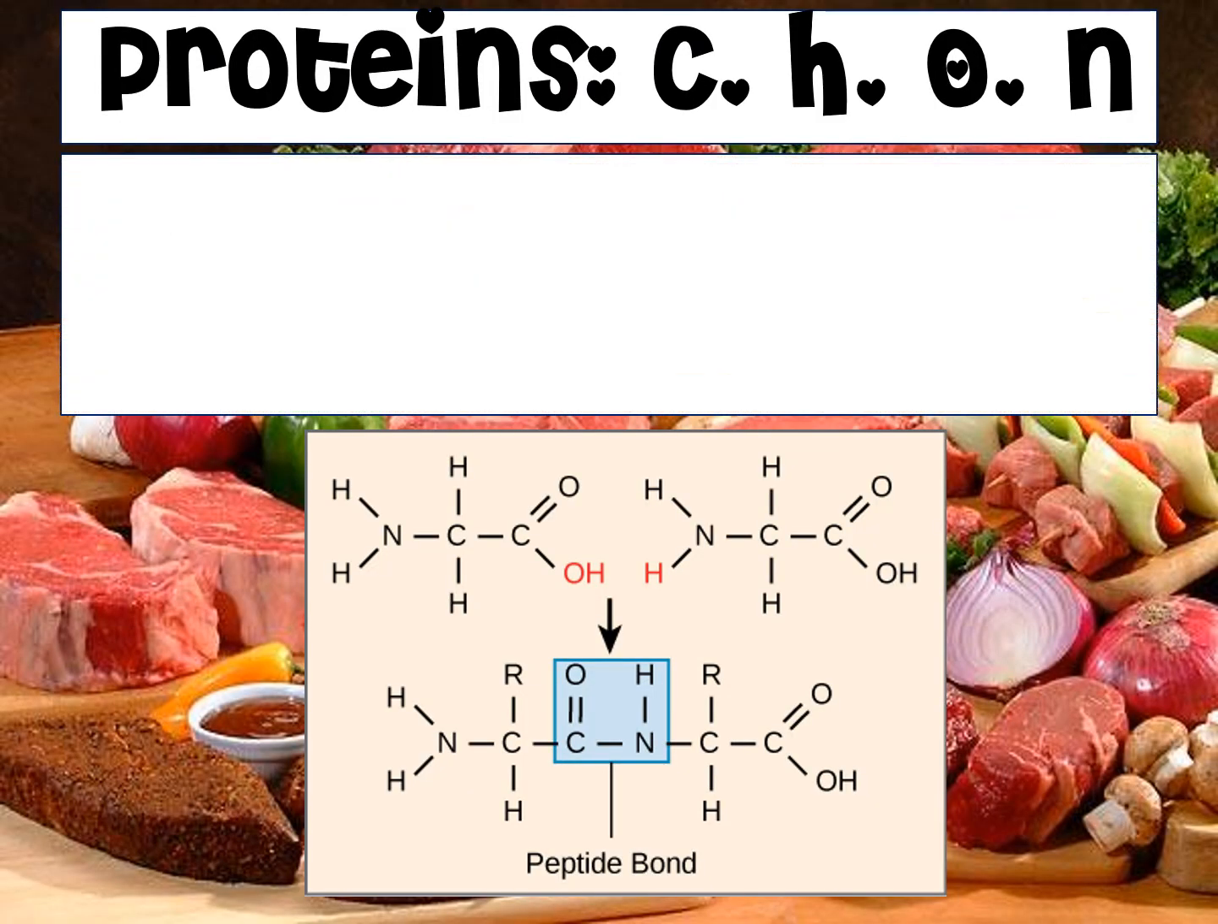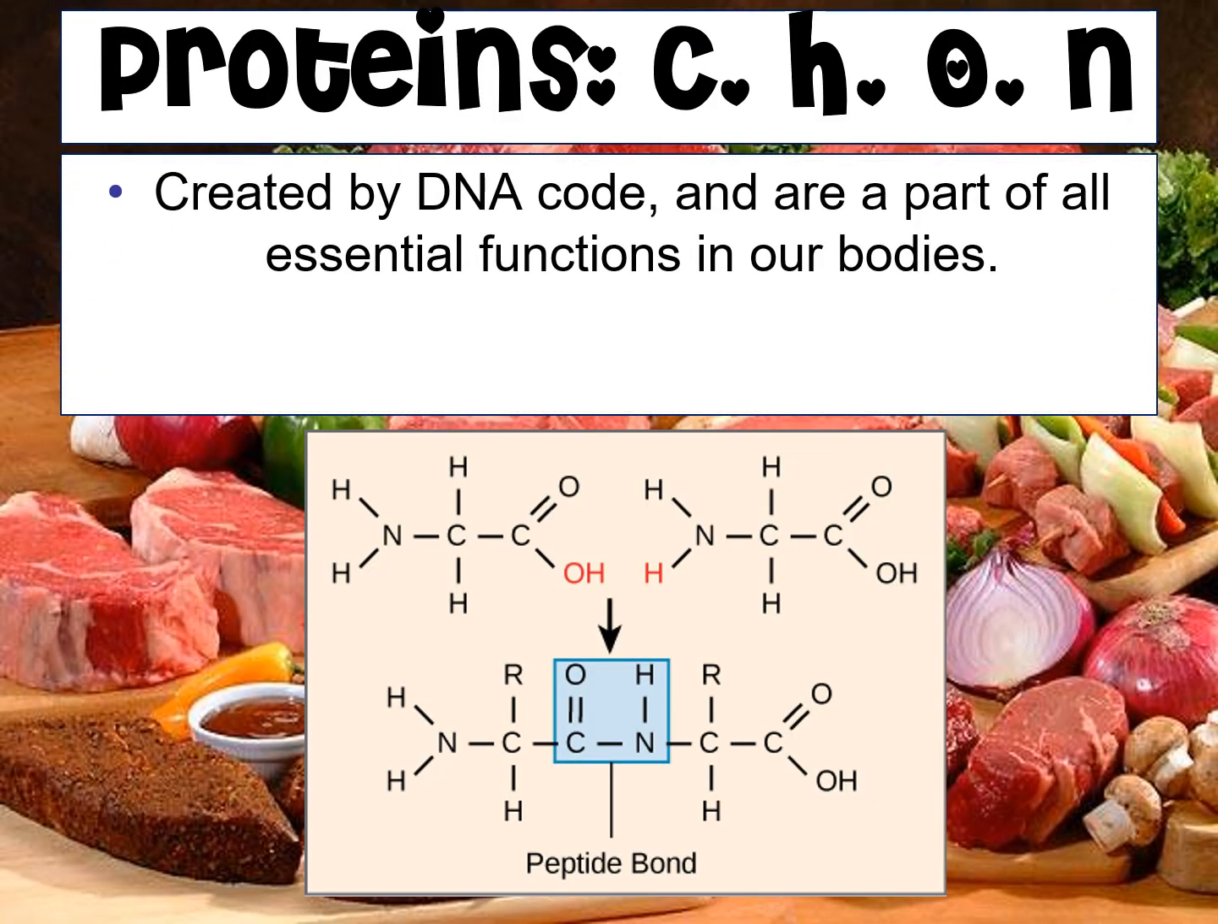The third macromolecule that we'll talk about are the proteins, and the proteins are composed of 4 elements: carbon, hydrogen, oxygen, and nitrogen. Now, essentially, all proteins are coded for by our DNA, our genetic information, and they can be found in pretty much every single function of your body. You may have heard of enzymes. Enzymes are proteins that speed up reaction rates, and a good example of one is lactase. Lactase is a protein that helps you break down the sugar, the carbohydrate, lactose.